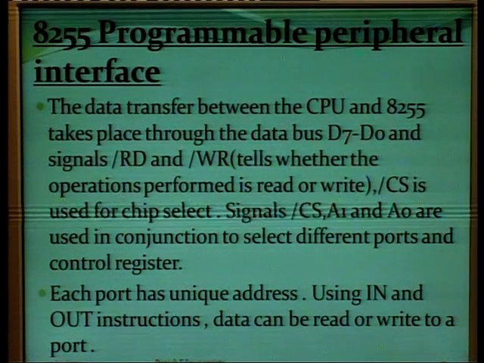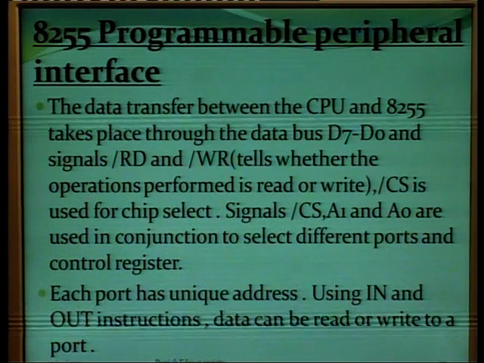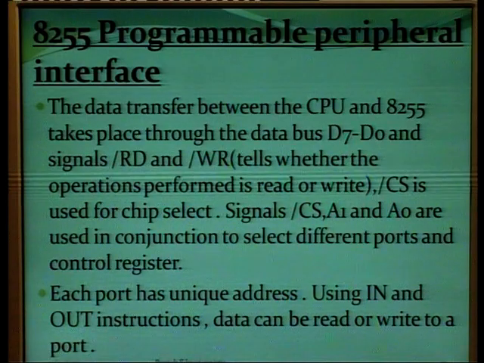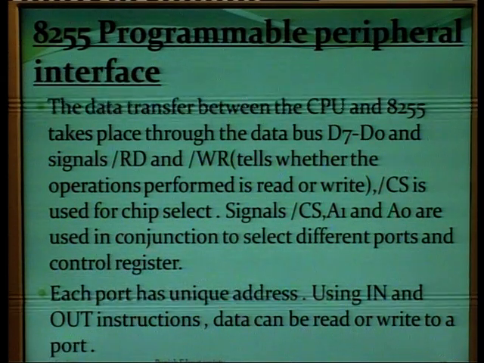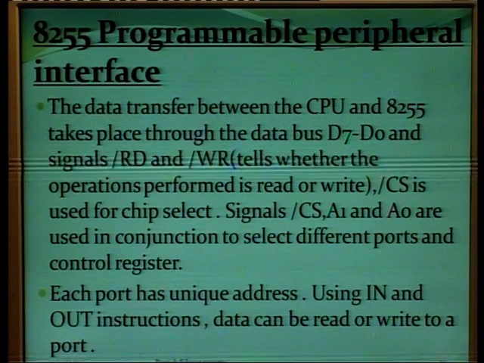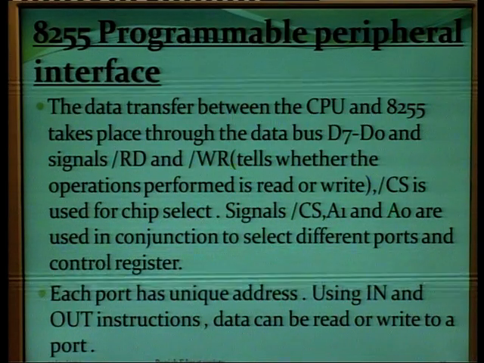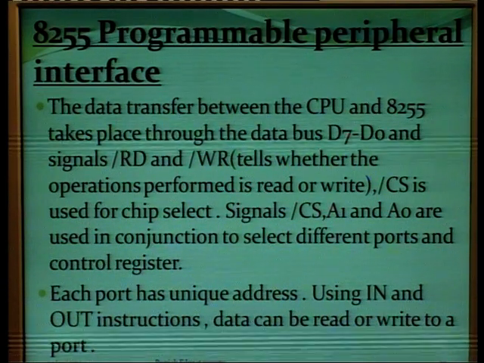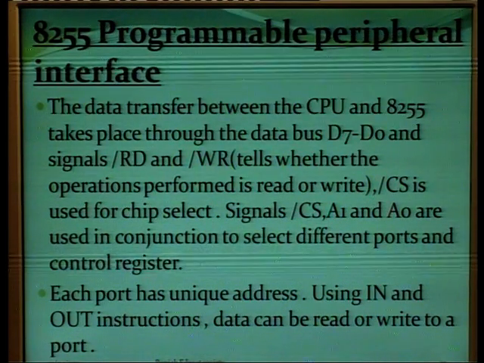Signals CS bar, A1 and A0 are used in conjunction to select different ports and the control register, because there are 3 ports A, B and C and 1 control register. To select any one of these ports and the control register, CS bar, A1 and A0 are used in conjunction. Each port has a unique address.